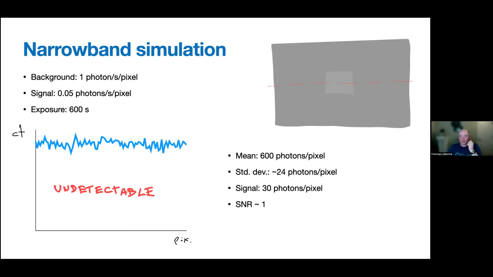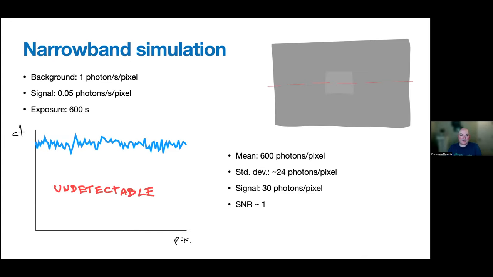How does our simulation change if I introduce narrowband? So this is just the same slide that I showed you, the one in which I cannot basically detect what's going on in the center by looking at the graph, because my signal to noise ratio is close to 1. Now let's put the 3 nanometer filter in front of my telescope.